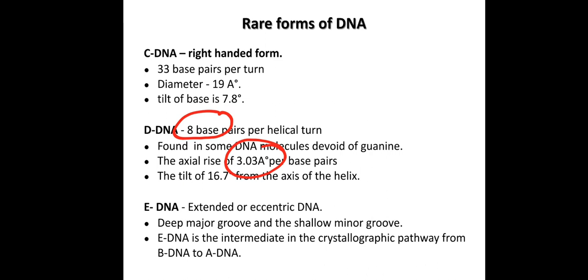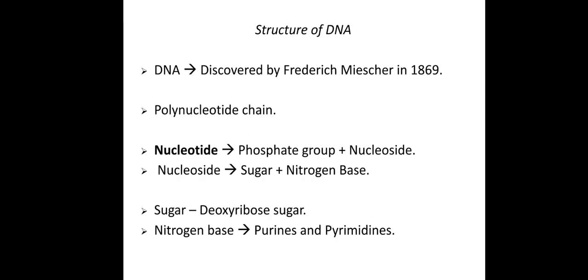There is also EDNA, extended or eccentric DNA it is called, and it has a deep major groove and shallow minor grooves. It is an intermediate form found when BDNA changes to ADNA. These are rare forms of DNA, but we have to understand that there are different DNAs, not all the DNAs have similar structures.